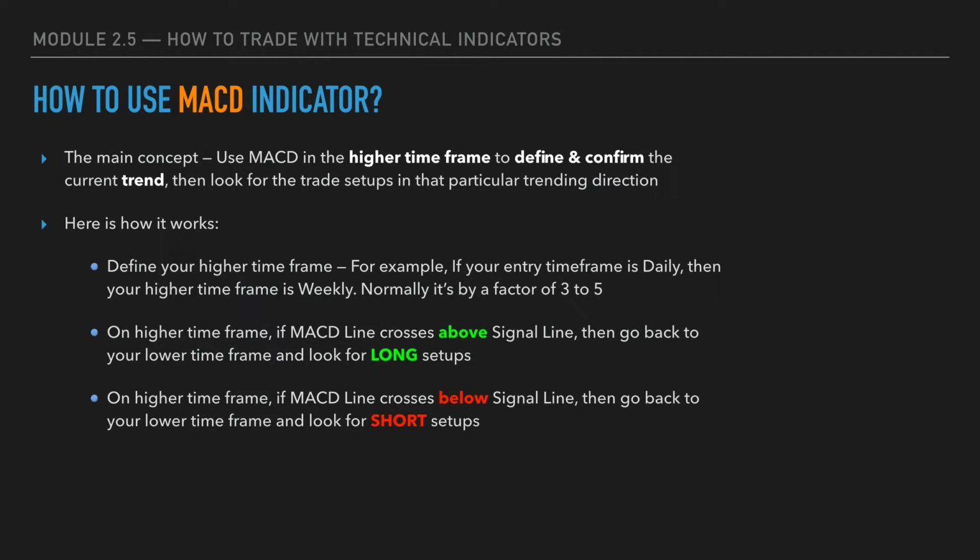On the other hand, if on the higher time frame the MACD line crosses below the signal line, it means the market has a short-term downtrend with bearish momentum. Then go back to your lower time frame and look for short trade setups.